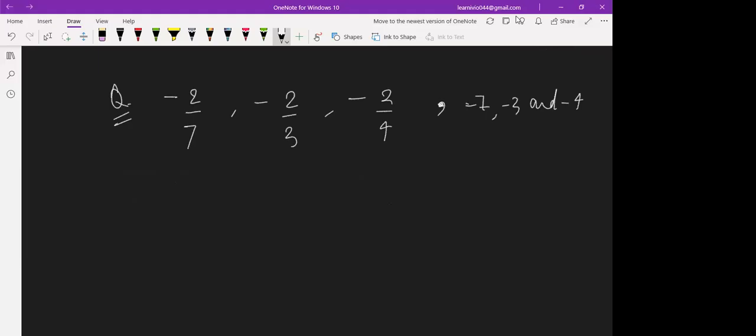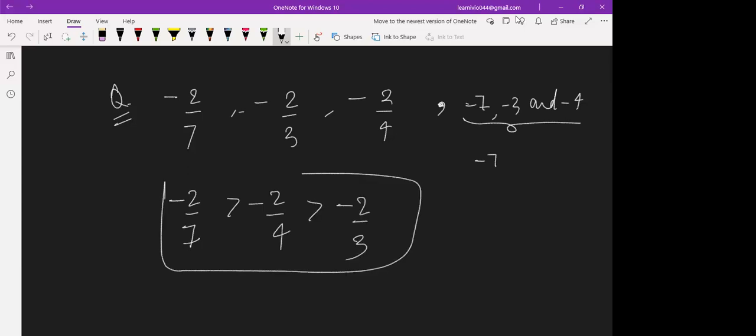So what is the smallest number over here? Minus 7. Very good. This is the smallest, so this will become the greatest. Then which is the other number? Minus 4, so I write minus 2 by 4. Then my answer is minus 3, so now my answer will be minus 2 by 3. Understood? Yes, ma'am. Okay, so does anybody have any doubts? No, ma'am.